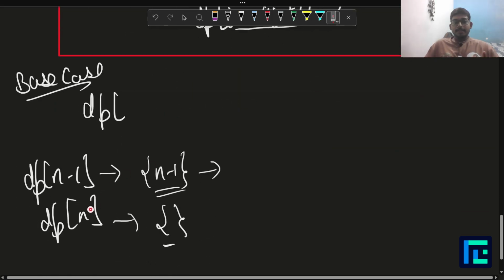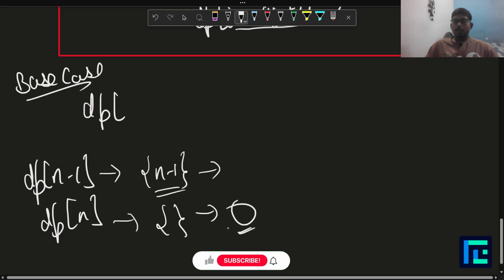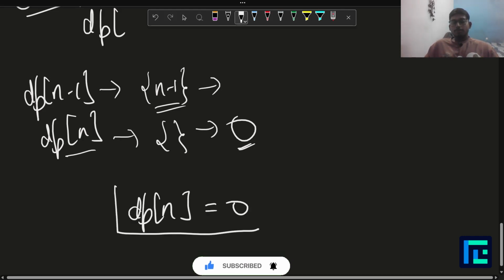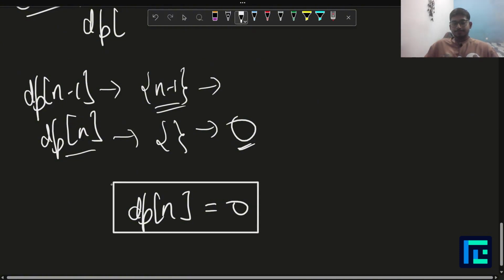So my base case is dp n, which represents an empty array. For an empty array, I can say in 0 number of operations we can make it beautiful. We know that an empty array is always beautiful, so we don't need to apply any operation on that. So my dp n represents an empty array, which would be 0. So this I can say is my base case, that dp n equal to 0 would be my base case. Okay, so from that I would be able to calculate my dp n minus 1 when I move to dp n minus 1.